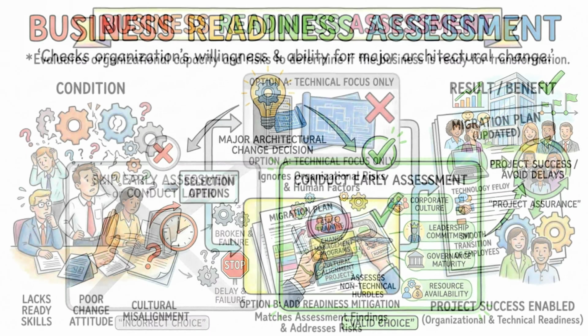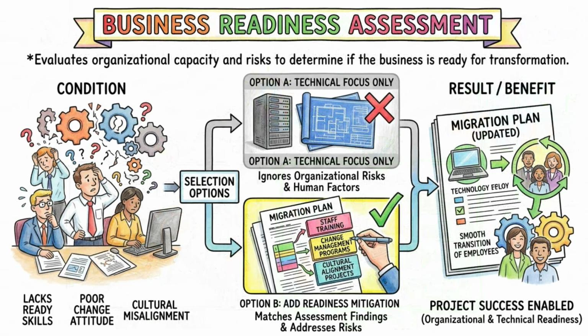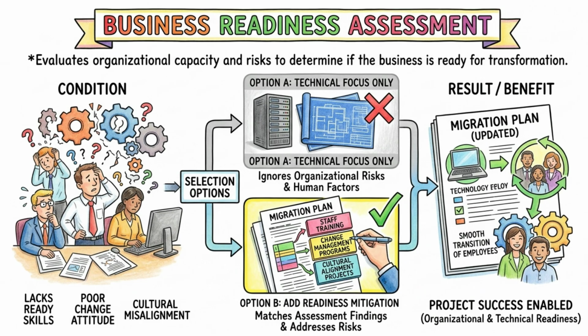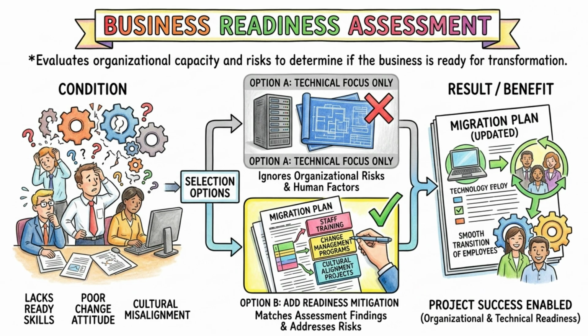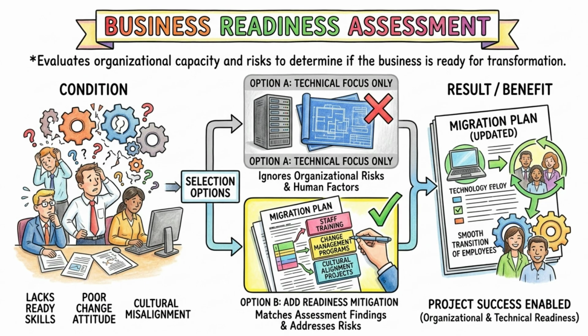Introduced during Phase A and refined in Phase E, the Business Transformation Readiness Assessment produces a clear evaluation of organizational risks and transformation capacity. If an organization lacks readiness in key areas, architects must incorporate specific training, change management, or cultural alignment projects into the migration plan. On the exam, remember that technical perfection alone does not guarantee project success if the organization is unready for change.